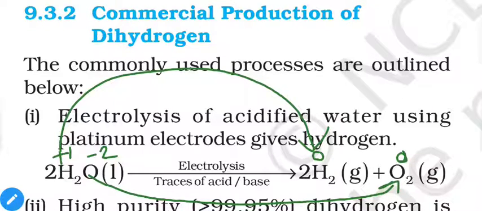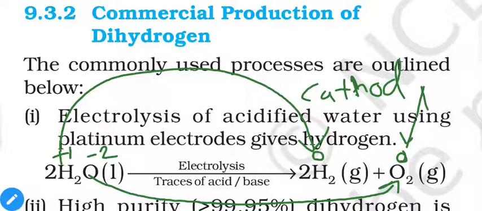So because of this, the H plus to H2 reaction will occur on the cathode, because the cathode gives the reduction reaction. That means on the cathode you will see hydrogen gas bubbling, and the anode gives the oxidation reaction, so on the anode you will see bubbles of oxygen.